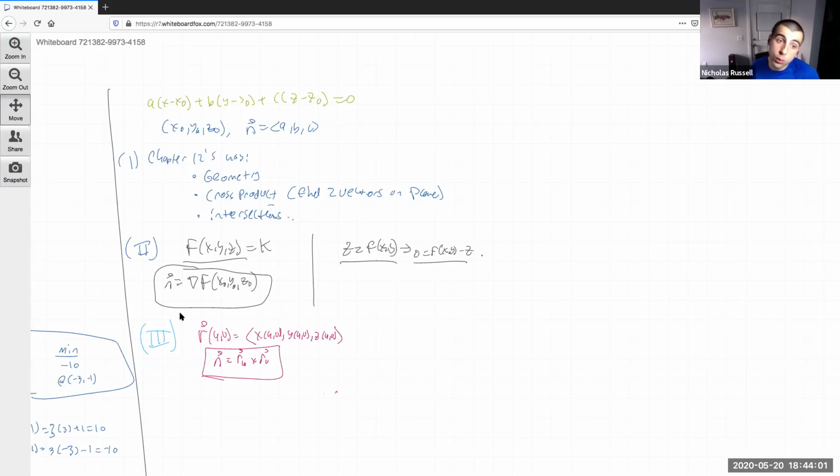So these are really the three ways that you go about solving for the normal vector for a plane, or finding the equation for a plane, just in general. In chapter 12, we use geometry or cross products, finding two vectors in the plane. Maybe I have 3 points, making two vectors from them, taking the cross product. Or with the line between two intersections, you have to take a cross product to find the direction vector.